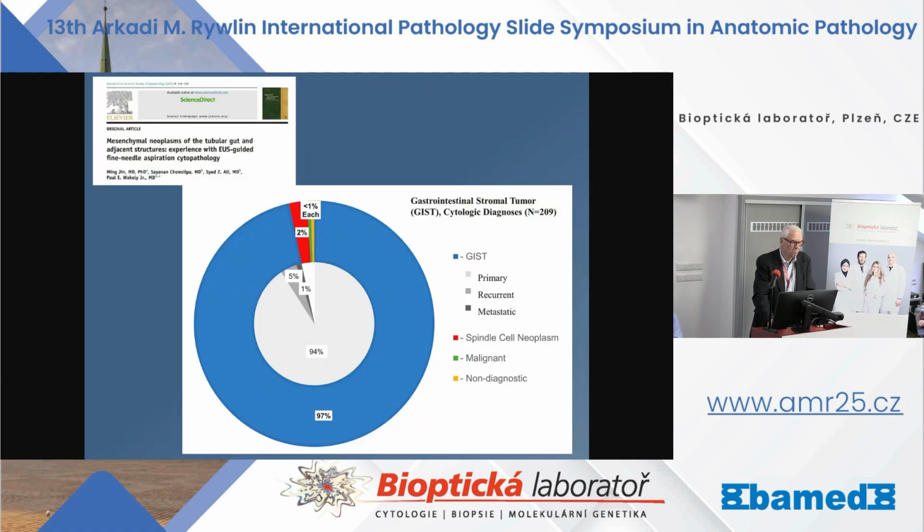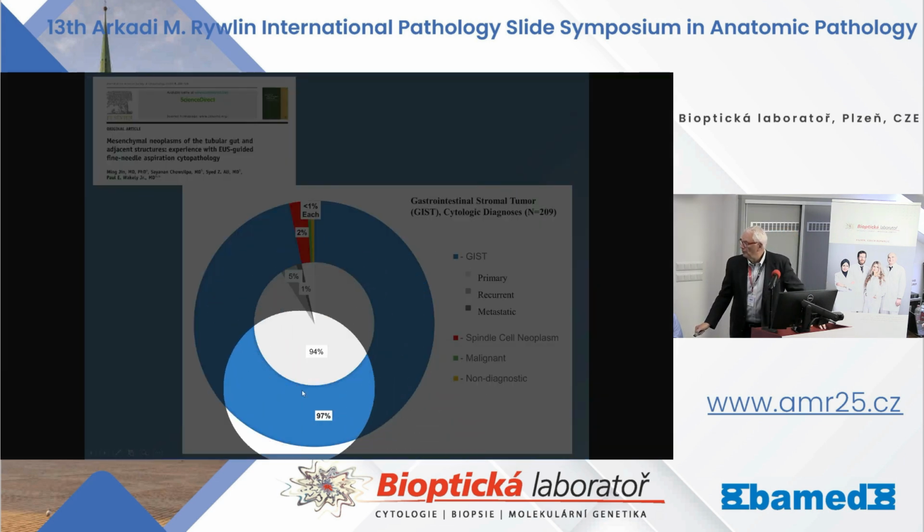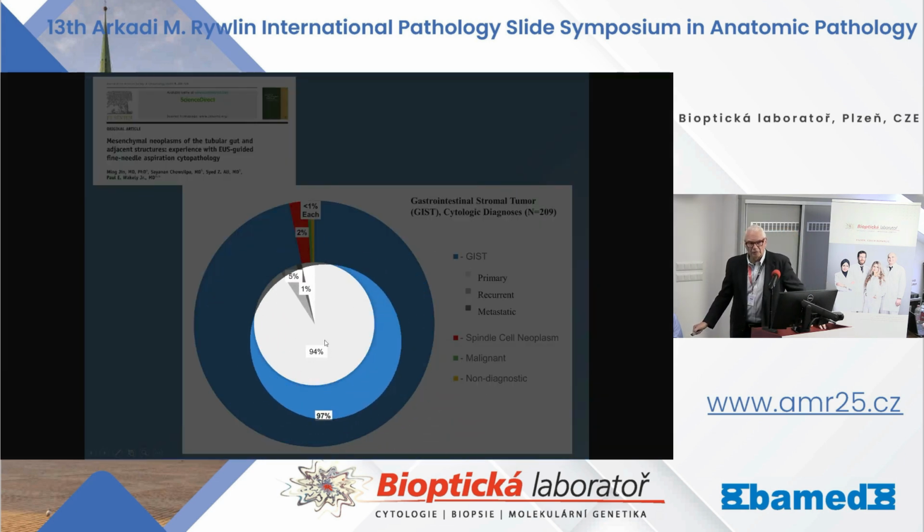We looked at our data. Dr. Jin was my fellow at the time. She's the first author, and our colleagues again at Johns Hopkins. 97% of our cases, 209 cases, were correctly diagnosed as gastrointestinal stromal tumor. And of those, this shows you 94% of those were primary lesions.